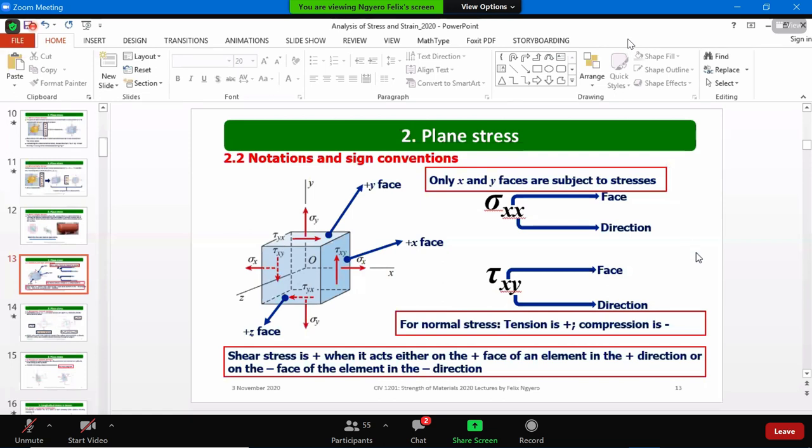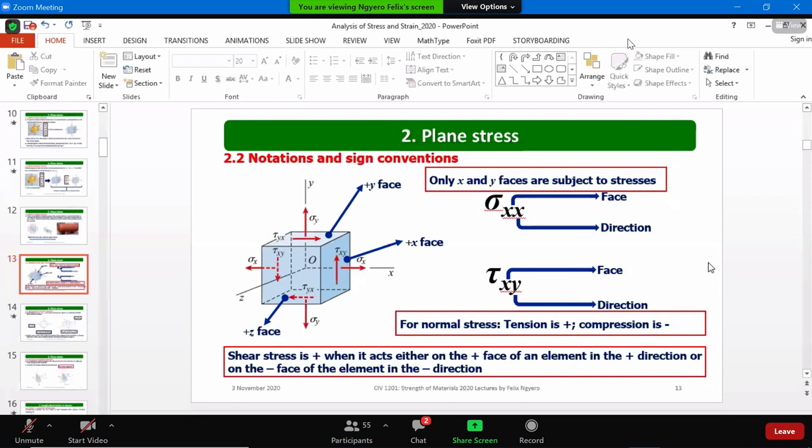So at the end, you have a problem. You're given a state of stress at a particular point, and you need to first represent that state of stress. You're given the values of sigma x, sigma y, and tau xy, numerical values. You should be able to represent that state of stress on a stress element by making use of this sign convention here.